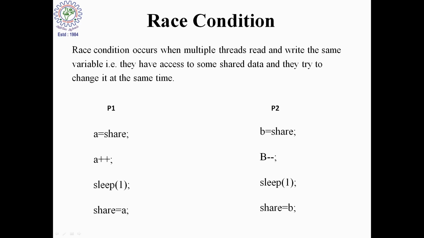Sorry for the case insensitivity problem. Actually it is case sensitive, so b minus minus. So now I am decrementing the value of 5 to 4. So at this stage the value of b is 4.